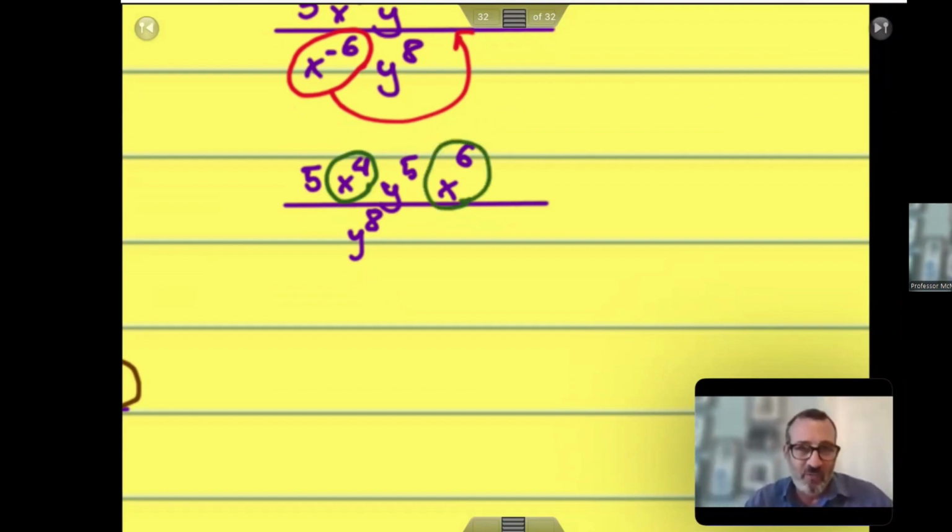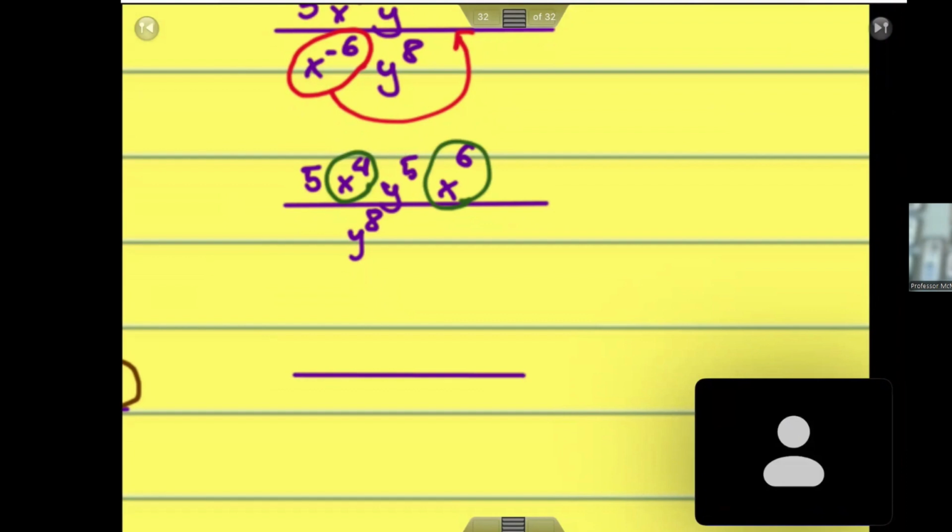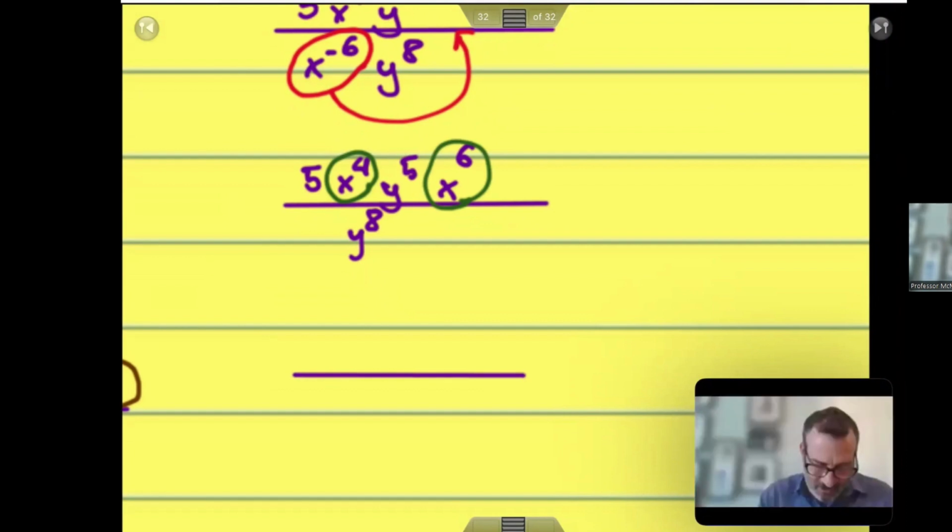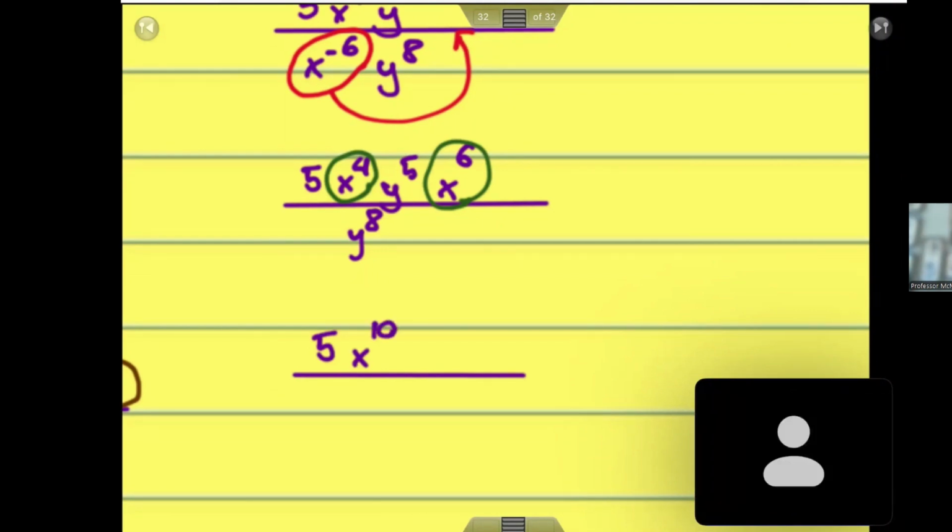This is called the product rule. When I multiply the same base, what do I do with the exponents? We're going to add those exponents. That's correct. So here's my 5, and now I have x to the fourth and x to the sixth. That's going to be x to the what? To the 10th power. Correct.